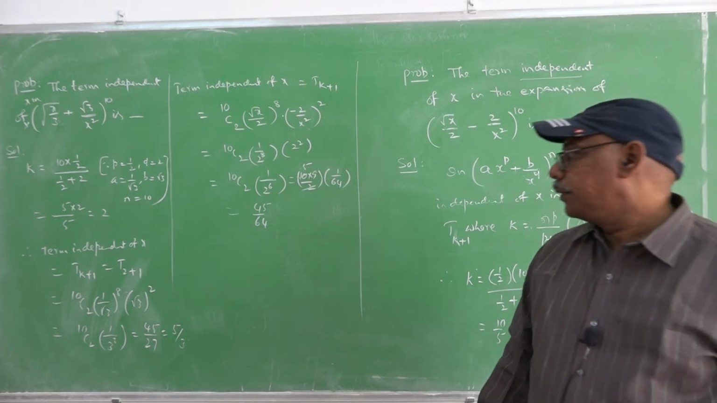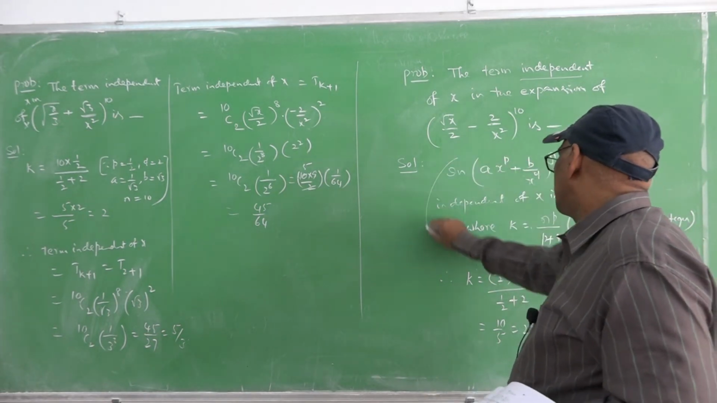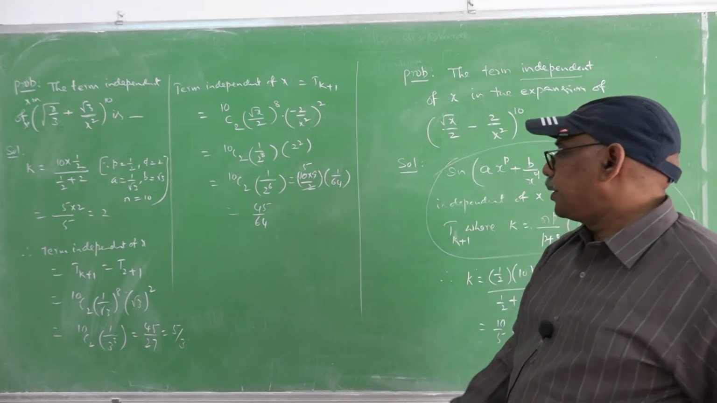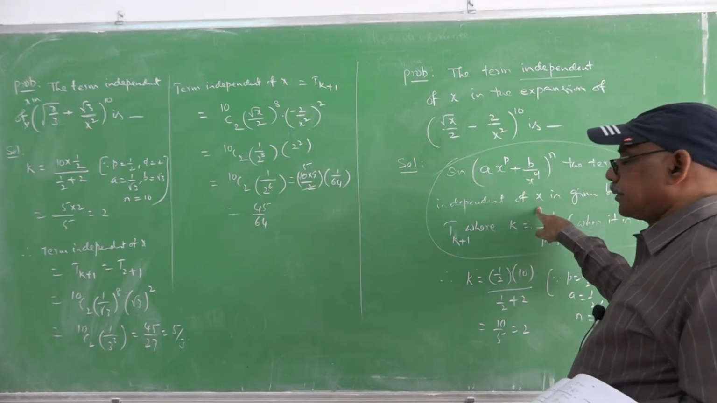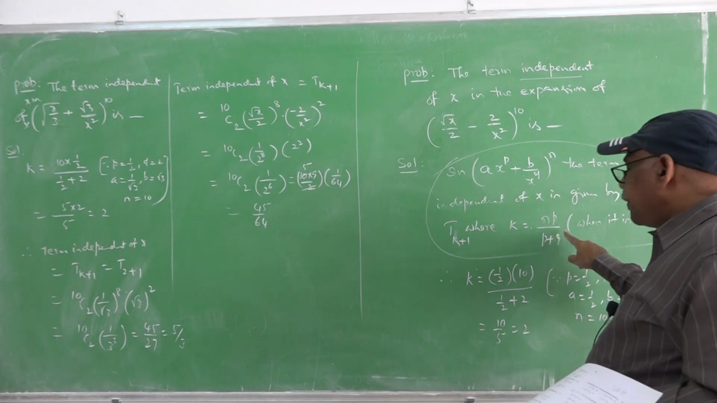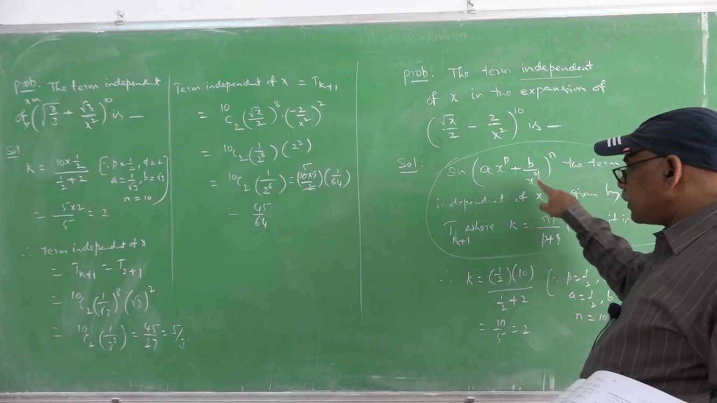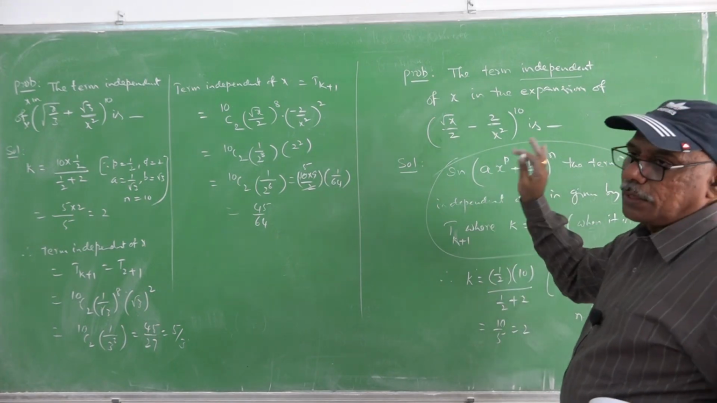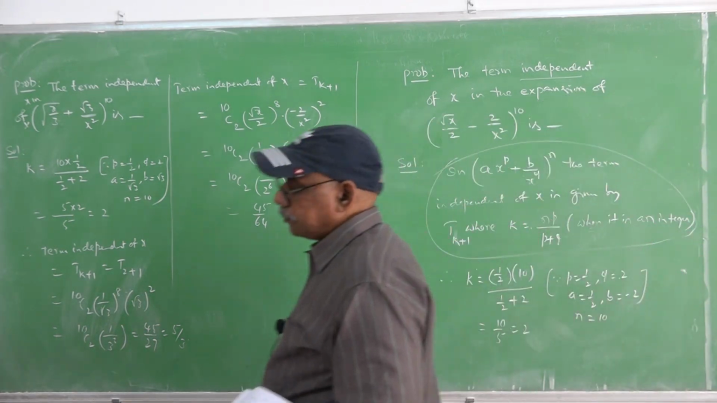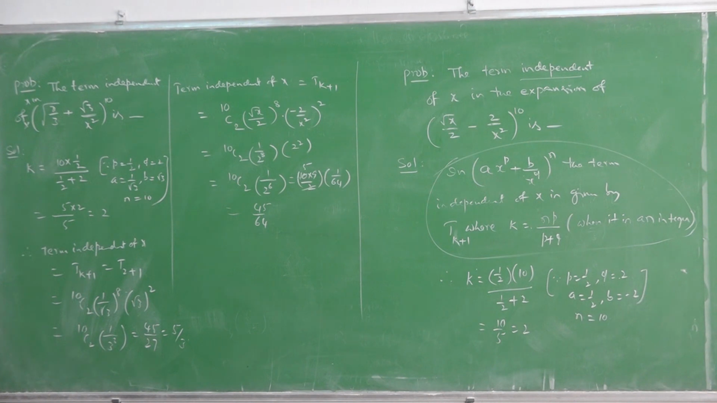Like that, based on this point, you can find the term independent of the variable x. If it is an integer only, such term exists. If it is not an integer, such term does not exist. That is the concept here.